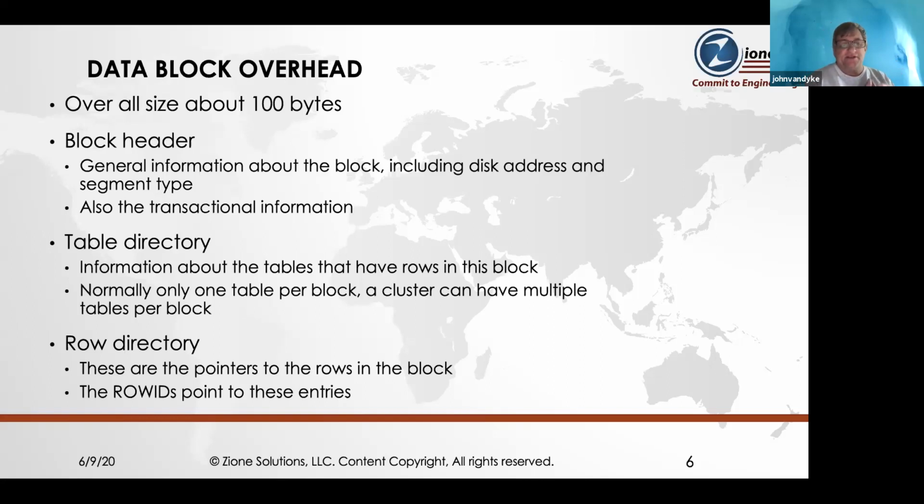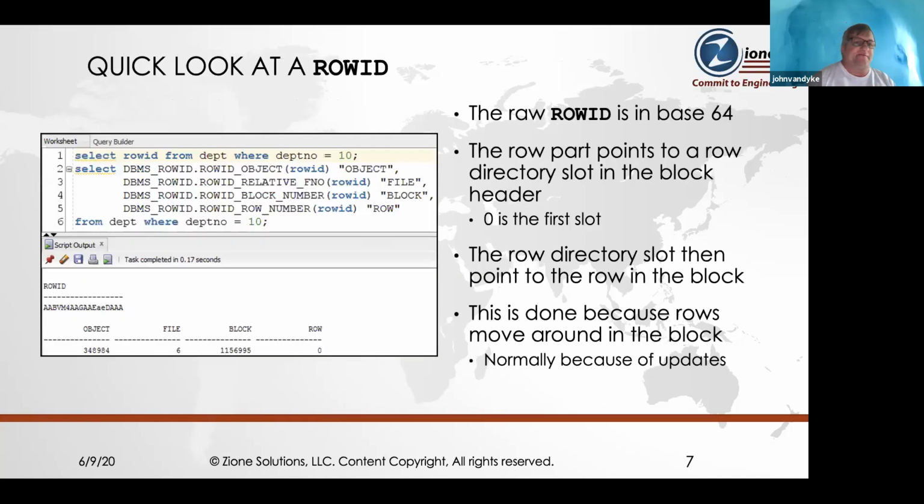The table directory, just talked about that. The row directory, again, talked about that. And this is where the row IDs actually point to. The row ID doesn't really point to the row. It points to an entry in the row directory, which then points to the row. And this is really one of the magical things about Oracle, because this really helps Oracle be very dynamic with how it stores and where it stores those rows.